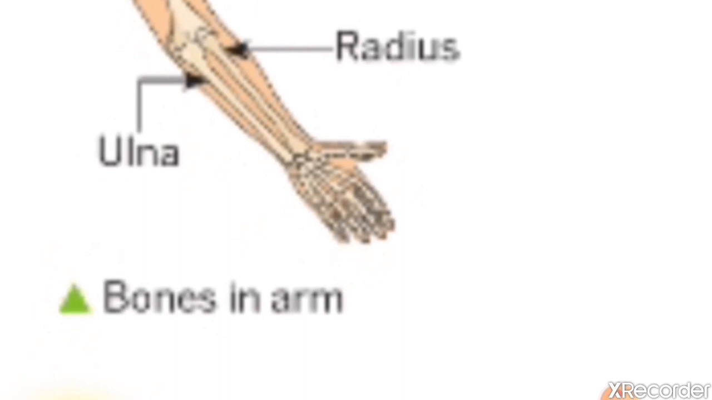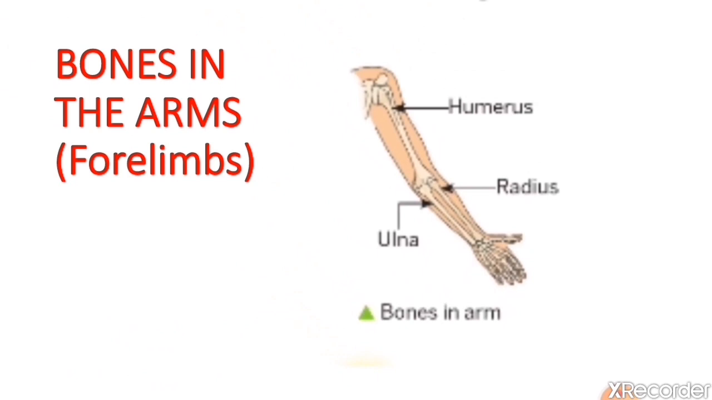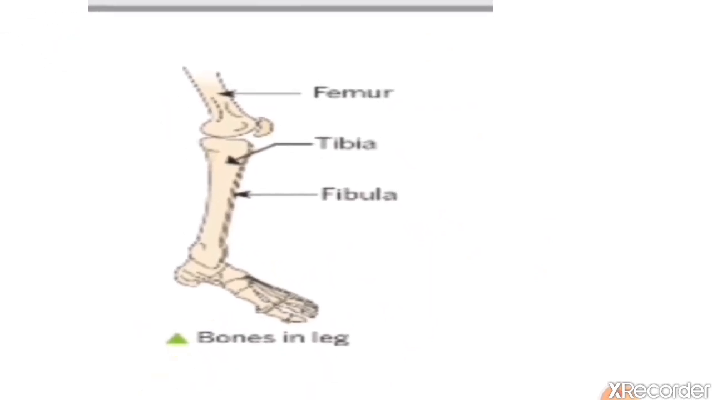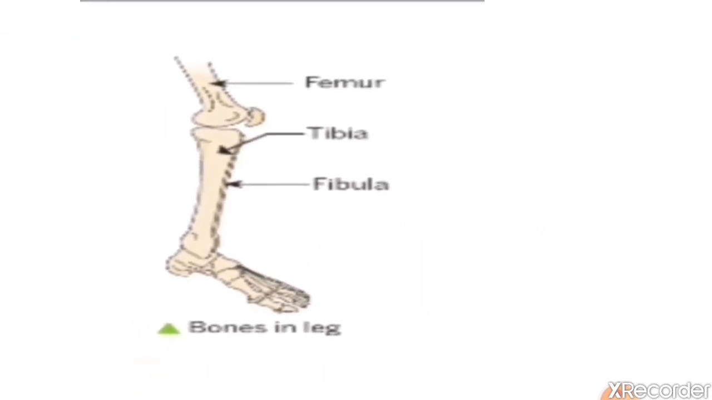So what is the function of this arm? They help us to perform different activities like writing, holding things, eating. Am I clear, everyone? Now, the bones in legs. Legs are also divided into two parts, the upper leg and the lower leg. You can see here in the upper leg, one long bone is there. The name of that bone is femur or thigh bone. This is the longest bone in our body. And in the lower leg, two bones are there, tibia and fibula.